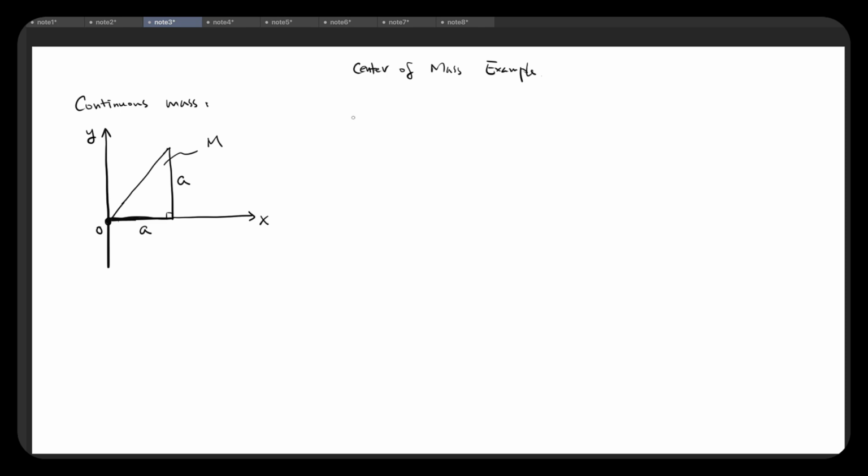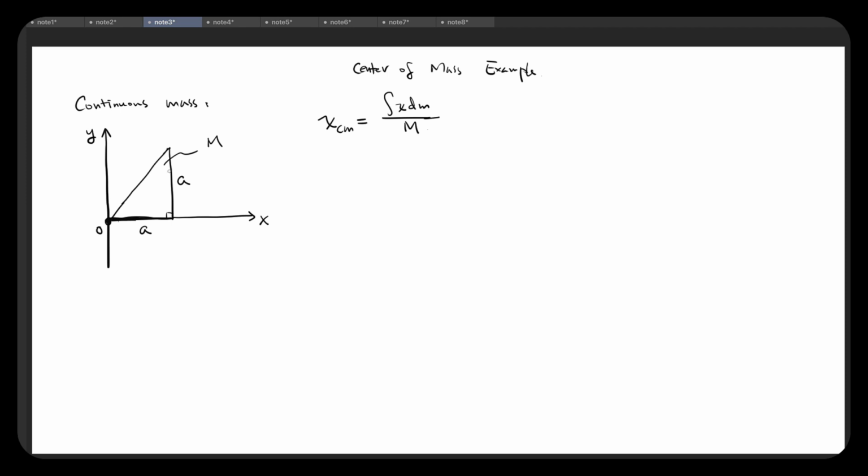Now to do that, since we're looking at a two-dimensional system, we don't need to draw the z-axis. But we do need to have the integral here. So let's say I'm looking at the center of mass along the x-axis. Then that component is given by the integral of x dm over total mass M. Now we need to think about how to represent the dm here.